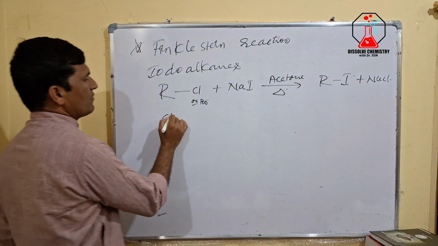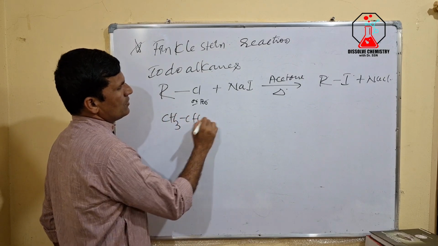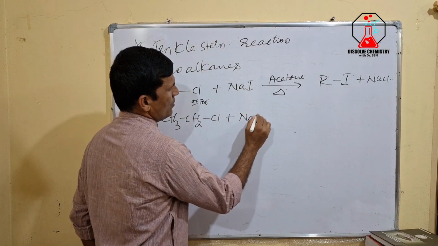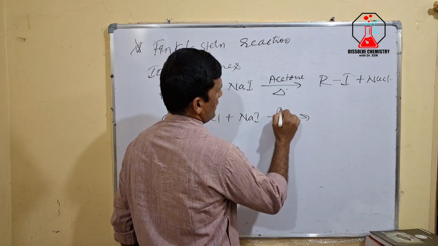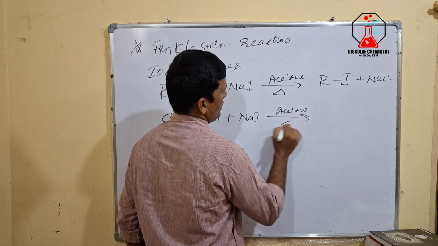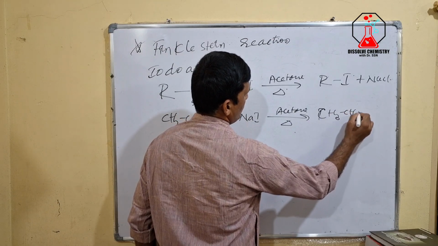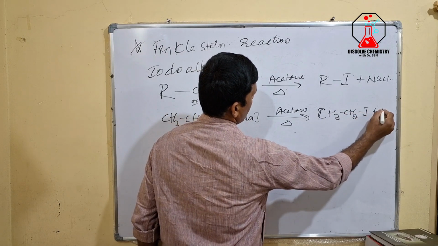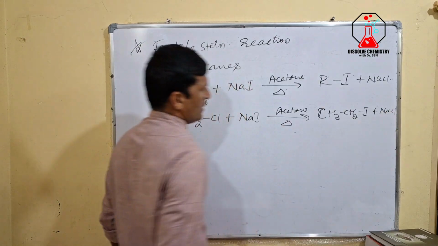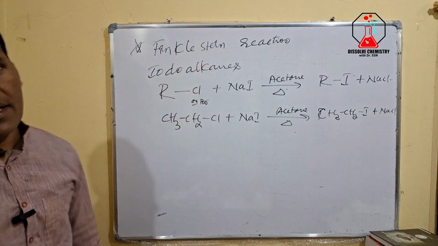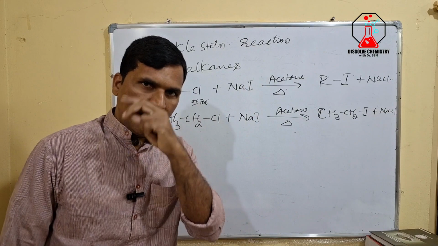You will be getting the product as alkyl iodide plus NaCl as a byproduct. We will take one example: CH3CH2Cl plus sodium iodide, acetone we will use. When you heat, we will be getting CH3CH2I plus NaCl. So that is how we get the Finkelstein reaction. Important, remember this reaction, fine.